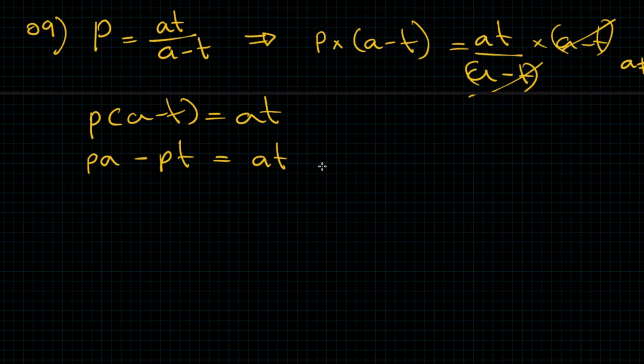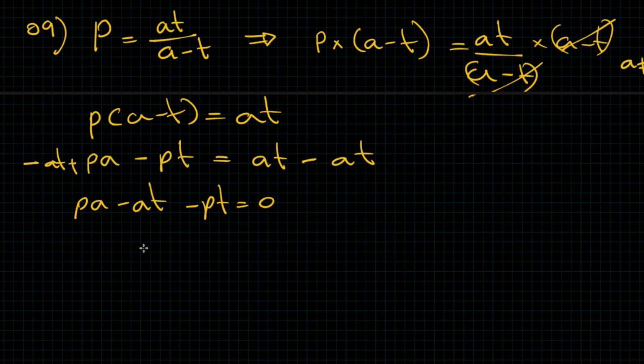How can I bring AT here? I need to do minus AT on both sides. If I have space, I'll do it here. Just write minus AT. Otherwise, you can do it like this as well. Now we have PA minus AT minus PT equals 0.